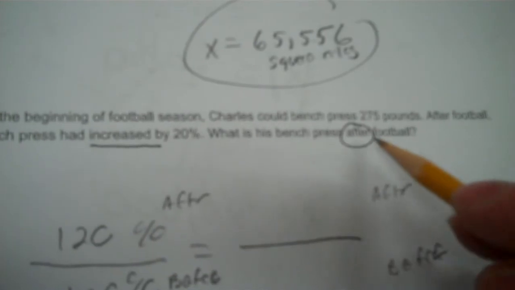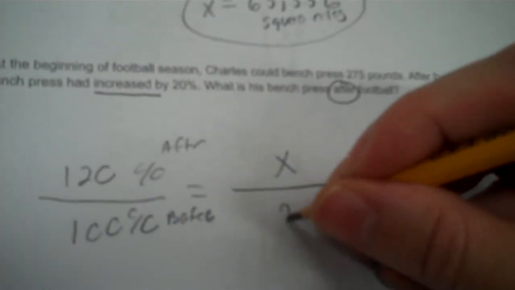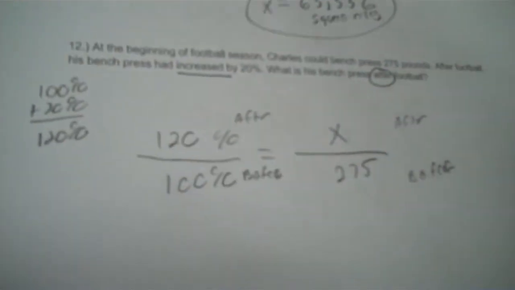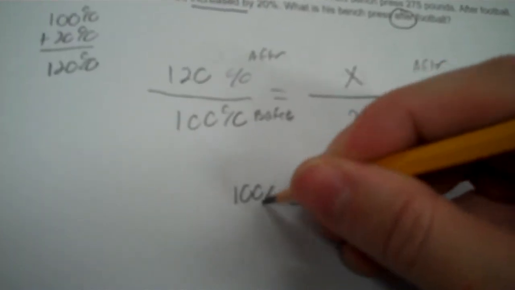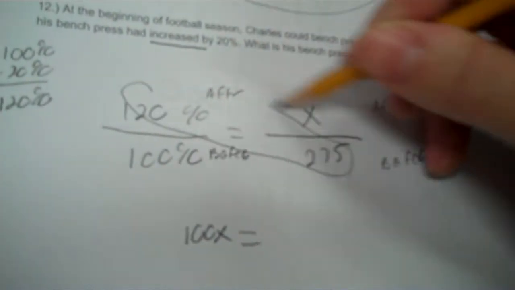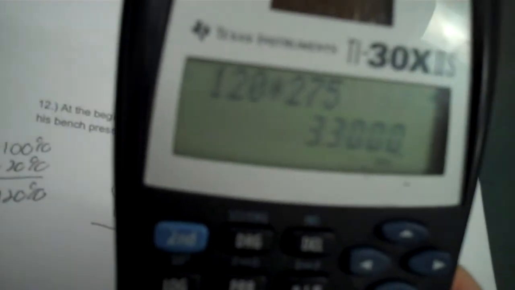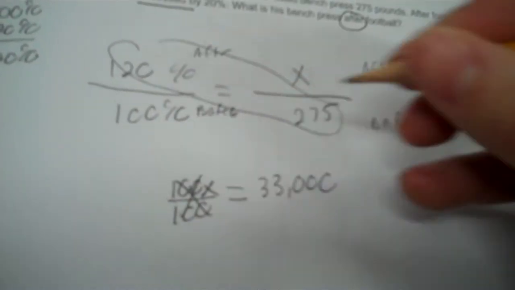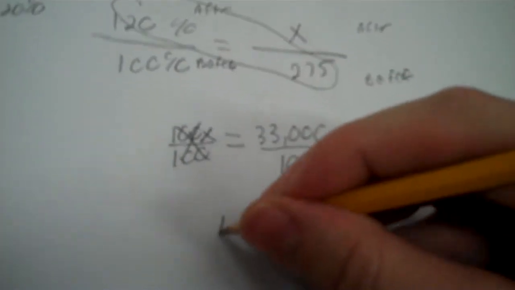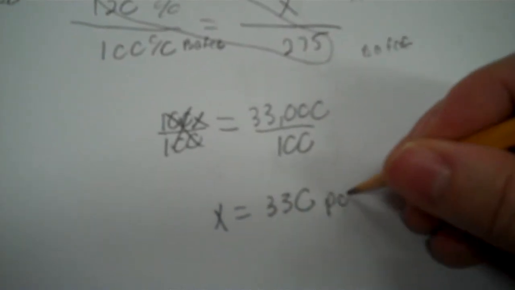Okay, I want to know his bench press after football. That's why that's circled. So X, and then before it was 275. So 100 times X is 100X, and then 120 times 275 is 33,000. Then we divide by 100. That's going to be 330. And then if that's pounds, then this is also pounds.